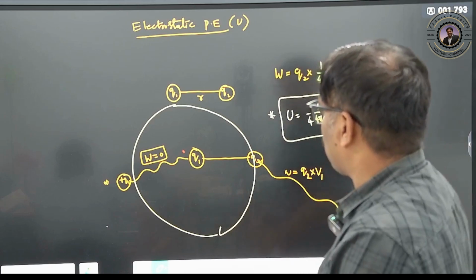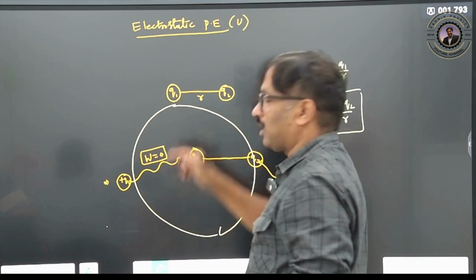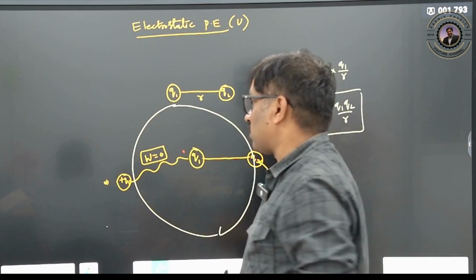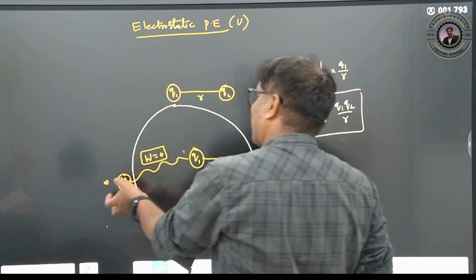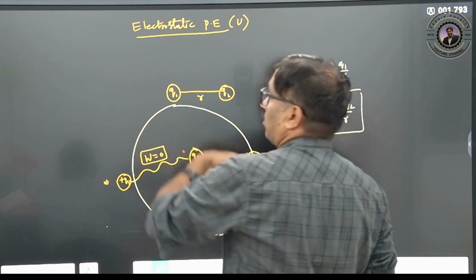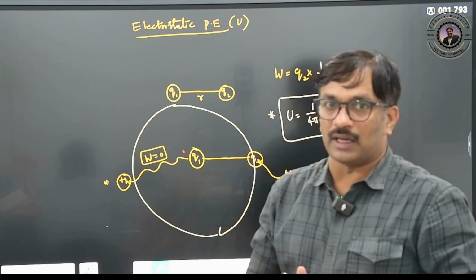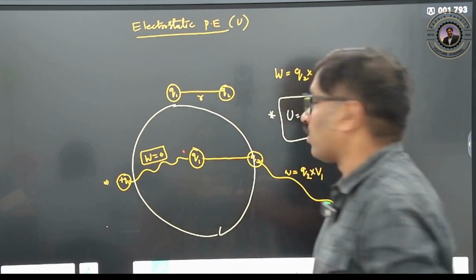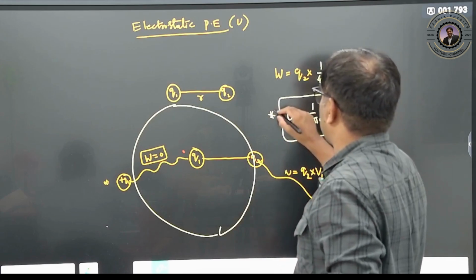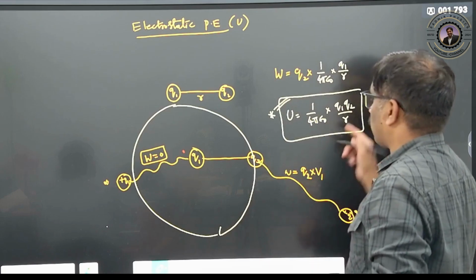Here we are calculating the potential energy assuming that there is no other extra field. Suppose any extra field is there, then we have to do the work against that field plus arrange the charges like this. If you have some numericals on this, you will get clarity, but you should remember this point. This is your potential energy formula: U is equal to 1 by 4 pi epsilon naught q1 q2 by r.